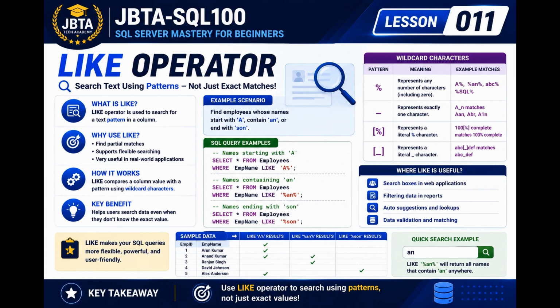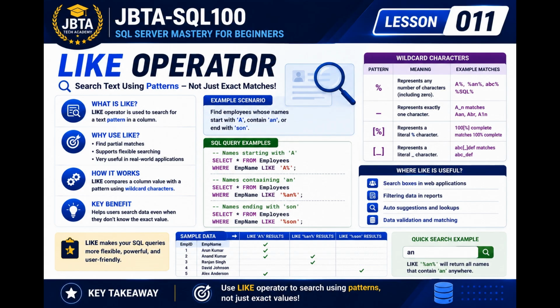For example, if we write a pattern that starts with the letter A followed by the % symbol, SQL Server returns all values that begin with the letter A. If we place the % symbol before and after a word, SQL Server returns every value that contains that word anywhere in the text. Another useful wildcard is the underscore. The underscore represents exactly one character. This is helpful when you know part of the value, but one character may be different.